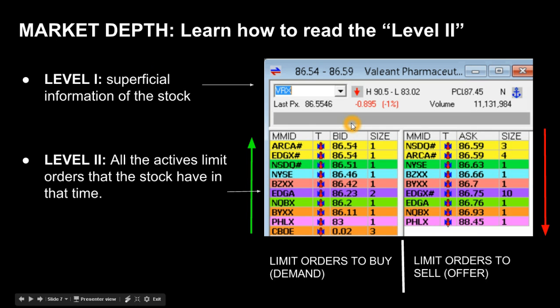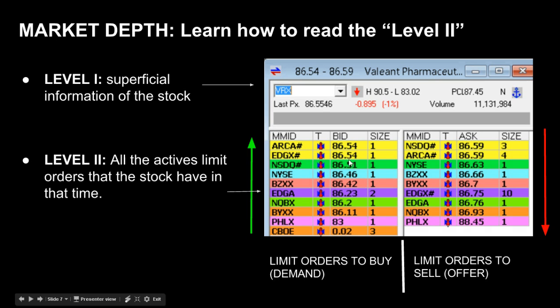But what is the level 2? It is the market depth, as the name says. The level 2 is all the active limit orders that the stock has at that exact time. As you can see, we have a lot of colors and a lot of numbers, but when I explain, you will see that it's really easy to understand. So, as this explanation says, active limit orders.